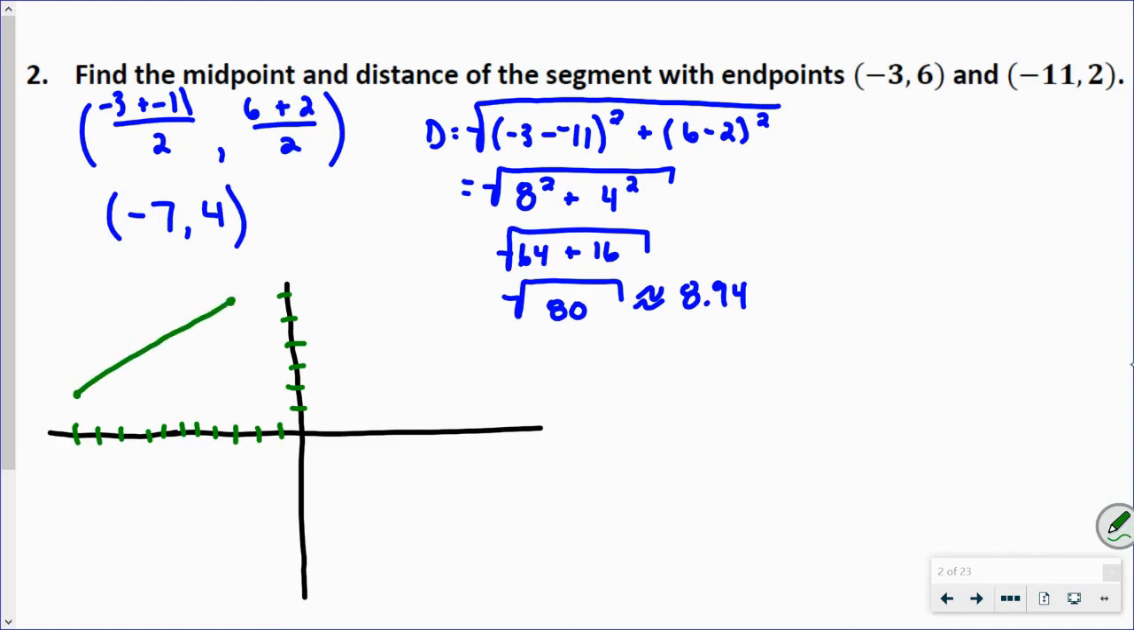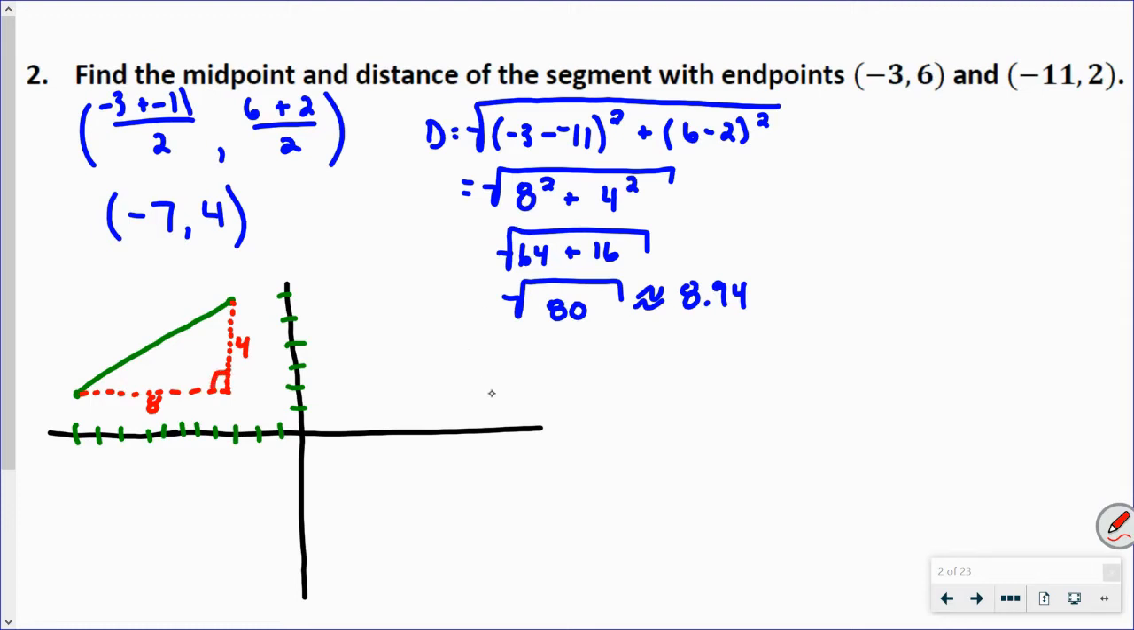Now, with that segment, we can create a right triangle to help us find the length. Okay, and we can count. How long is this? Well, 1, 2, 3, 4, 5, 6, 7, 8. How long is this? 1, 2, 3, 4. And this created a right triangle.